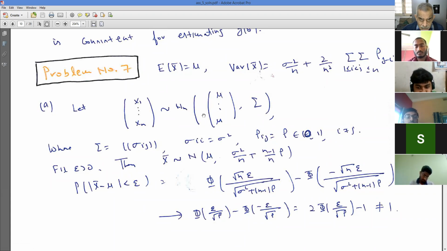What is the mean of x bar? Expected value of x1 plus expected value of x2 plus expected value of xn by n, so n mu upon n, which is mu. What will be the variance of x bar? Sigma square by n plus 2 times the summation over i not equal to j of the covariance of xi and xj. The covariance of xi and xj is nothing but rho times sigma square, which should also come because I have taken a sigma square, right, times n minus 1 upon n.